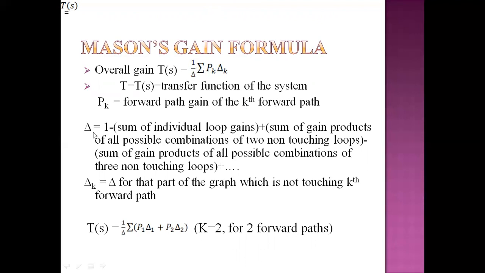Delta is equal to 1 minus the sum of individual loop gains, plus the sum of gain products of all possible combinations of two non-touching loops, minus the sum of gain products of all possible combinations of three non-touching loops, plus, and so on. Next, delta k. Delta k is nothing but the delta value for that part of the graph which is not touching the kth forward path.